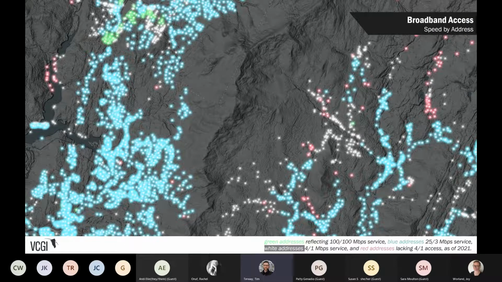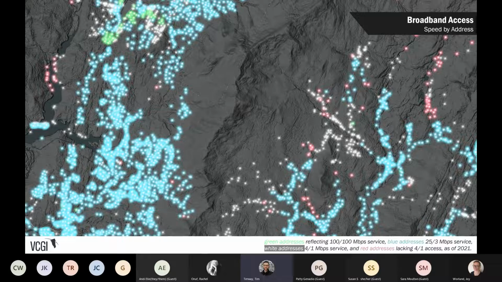As I mentioned earlier, not everything presented here is done by us at VCGI, but rather by our partners elsewhere in state government. This is a great example of something done by the Public Service Department, which is charged in part with mapping broadband access by each individual address unit throughout the state. So what you're looking at here is a map of official Vermont address points, by how well served they are by broadband access.